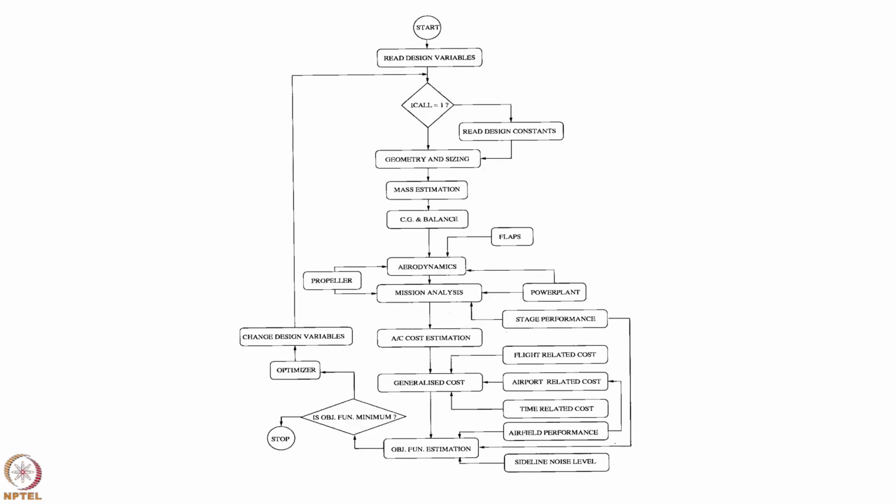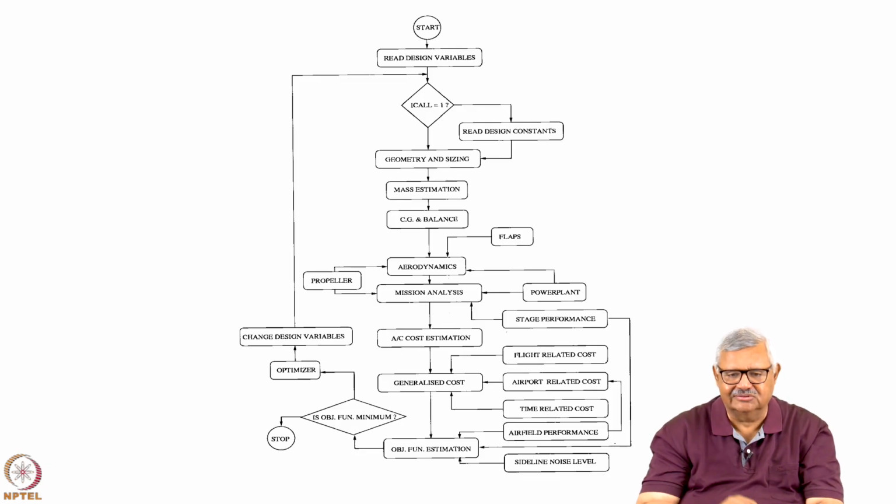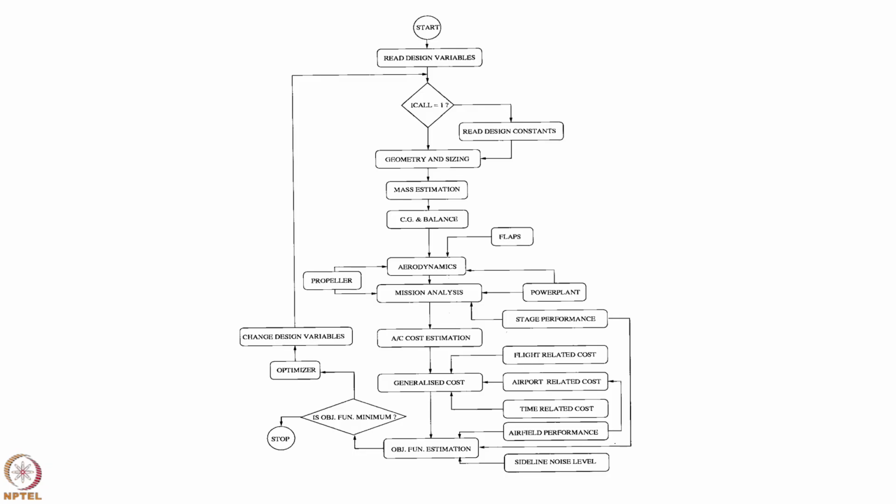Here is the flow chart of this particular code, which has got these various modules. And now we are going to look at one such specific module which is of relevance and interest to the commuter and regional aircraft.